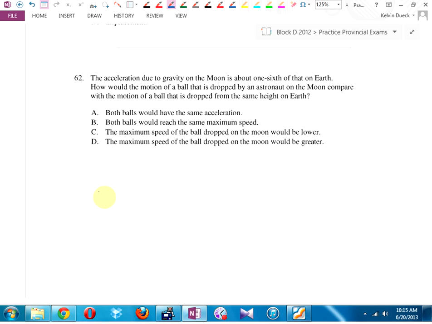So what's the correct answer? Both balls would not have the same acceleration. And because of that, they wouldn't get to the same maximum speed. The maximum speed would be lower, not greater.